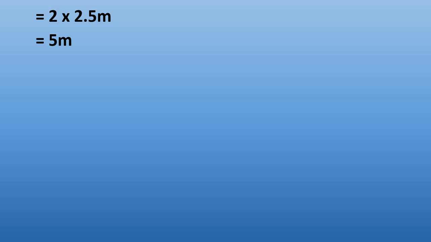So 2 multiplied by 2.5 meter is 5 meter. What is this? This is the perimeter. This is the perimeter of one display board. Okay.